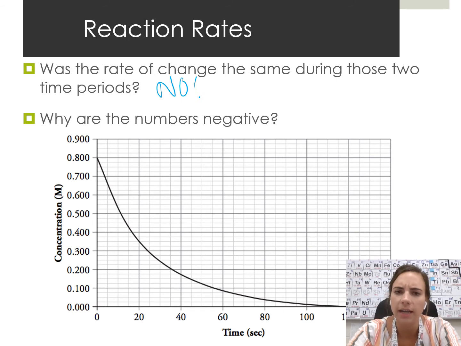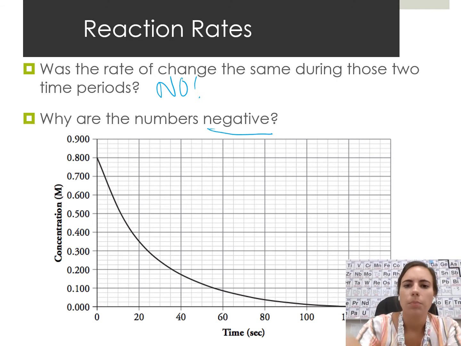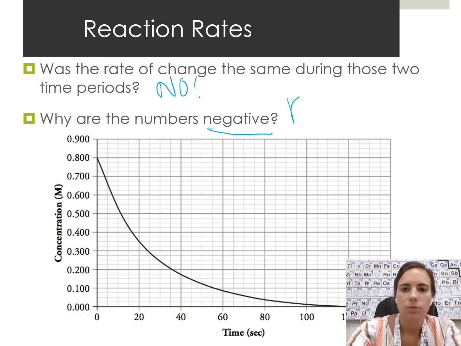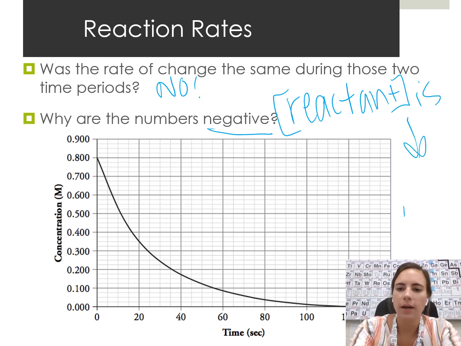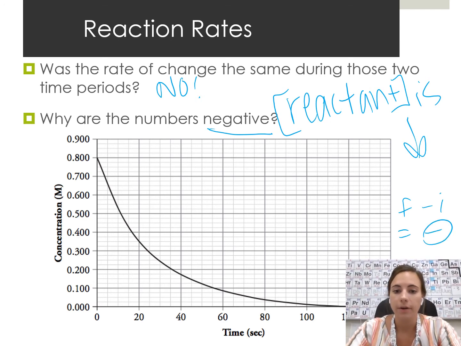Why are the numbers negative? Because the reactant concentration is decreasing. So if I do final minus initial, I get a negative number. All right. However, something to point out, rates are not negative.